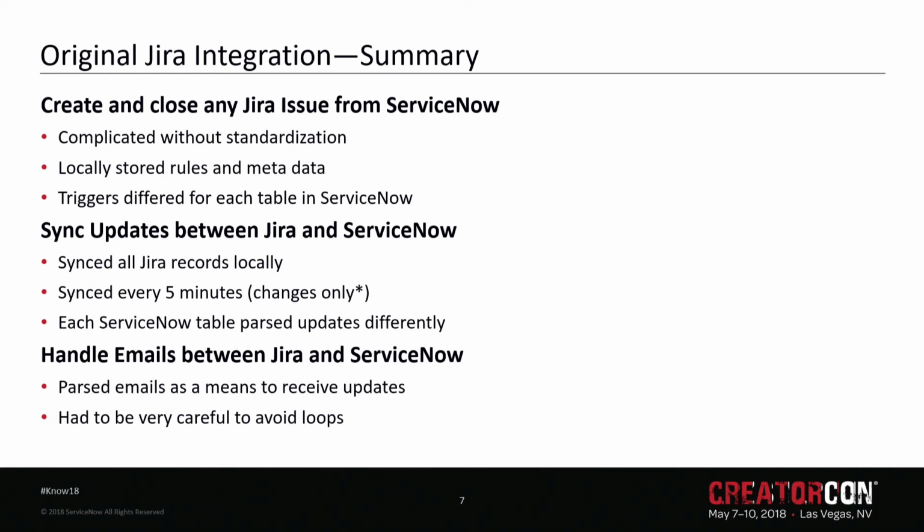And finally, we were also even using email to handle communication back and forth between JIRA and ServiceNow, and we actually had a few cases of infinite loops happening, and this is why we have APIs to handle that communication instead of using email.